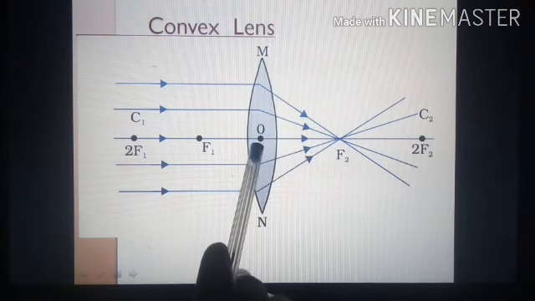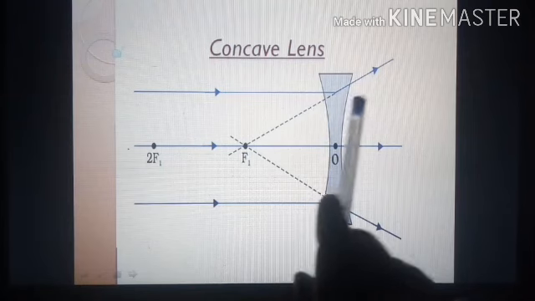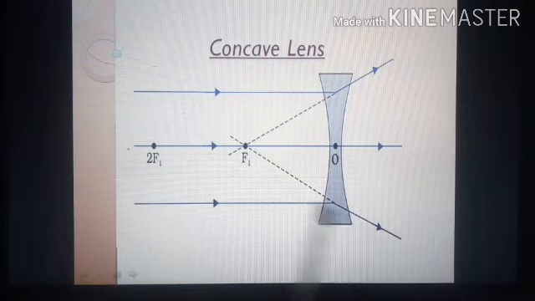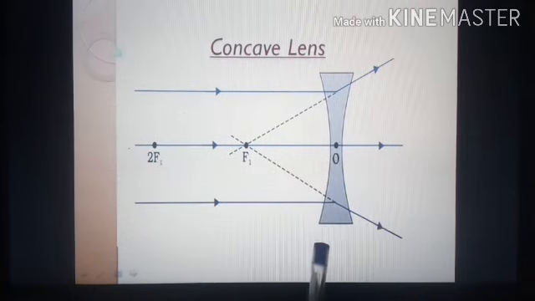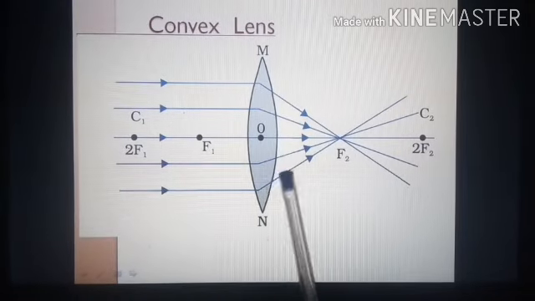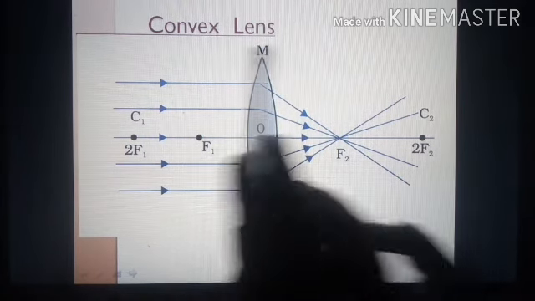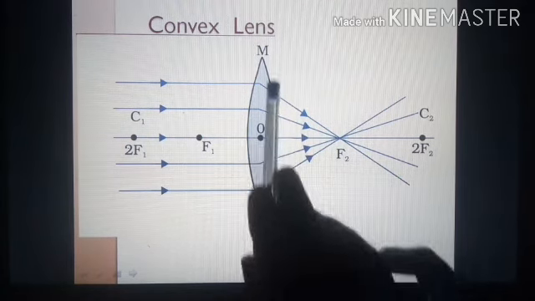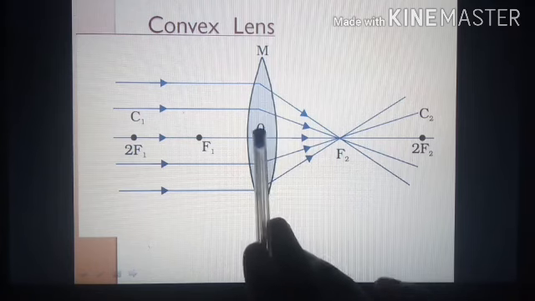In the case of a concave lens, the rays after passing through the lens will be diverged. So it is called a diverging lens. In a lens, either convex or concave, the central part of the lens is the optical center. It is called the optical center, denoted by O.